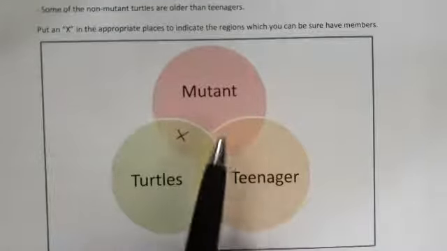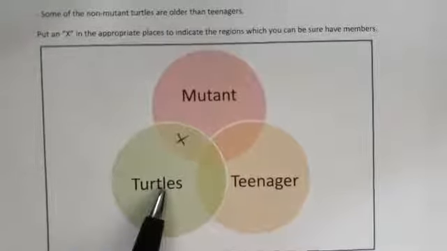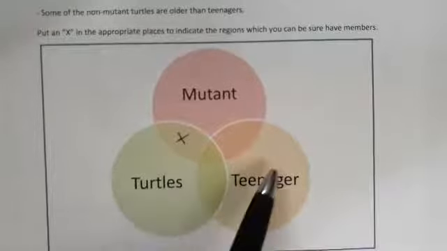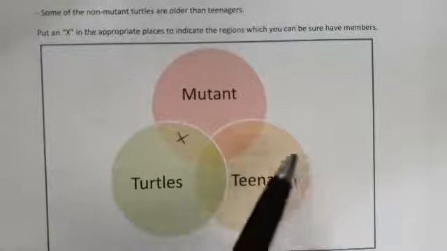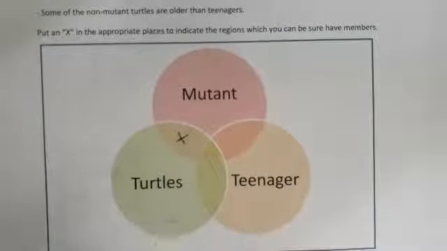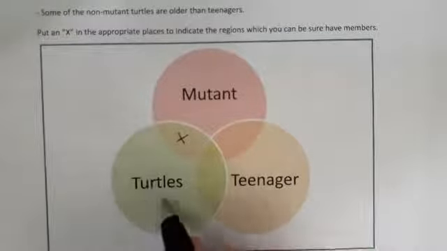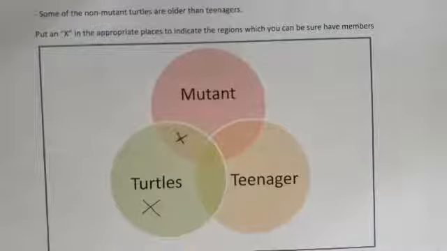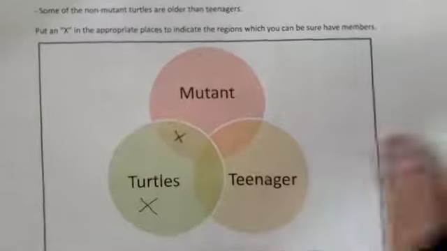Some of the non-mutant, they are turtles, but they're older than teenagers, so I cannot put an X in this circle. So I have to put an X in turtles, but not in mutant, not in teenager. Okay.